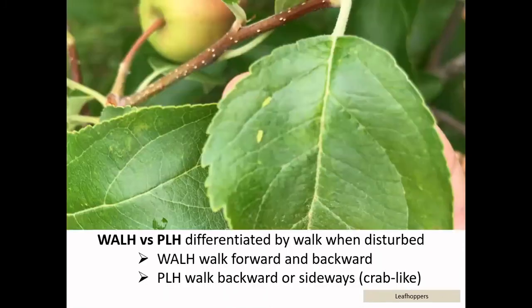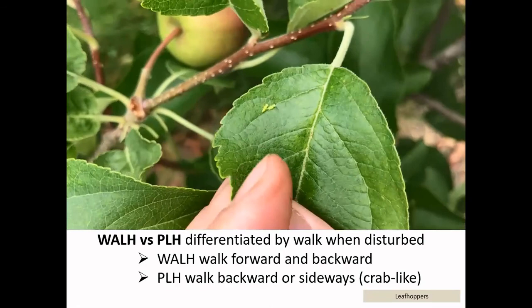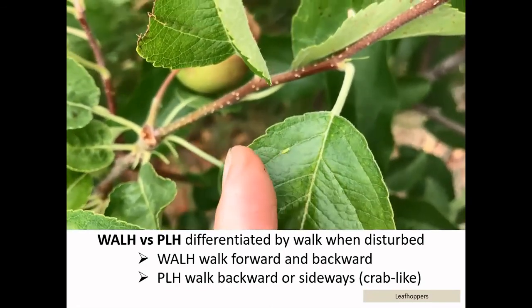To differentiate white apple leafhopper from potato leafhopper, it's often by the way that they walk when they're disturbed. As you can see from this video, white apple leafhopper moves forward and back, as opposed to potato leafhopper, which in this video you can see moves sideways, almost like a crab-like walk.